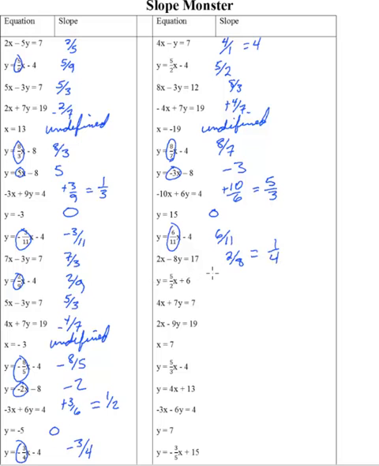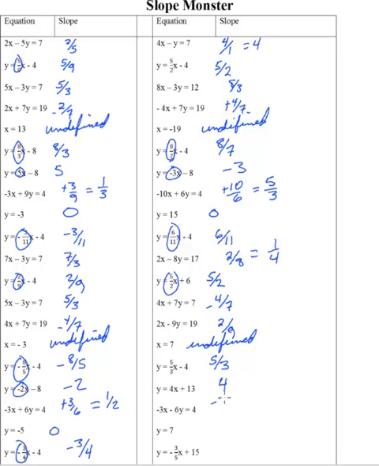Here we have y equals 5/2 x plus 6. Y is by itself. 4 over 7 negative, opposite sign there. 2 over -9, opposite sign. So that would be a positive 2/9. Here's another undefined. Y is by itself, so we can do slope-intercept. Slope is 5/3. Y is by itself, slope is 4.